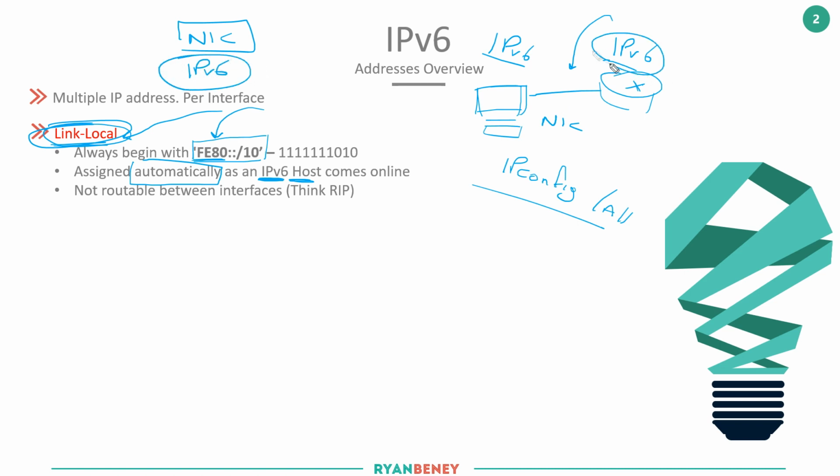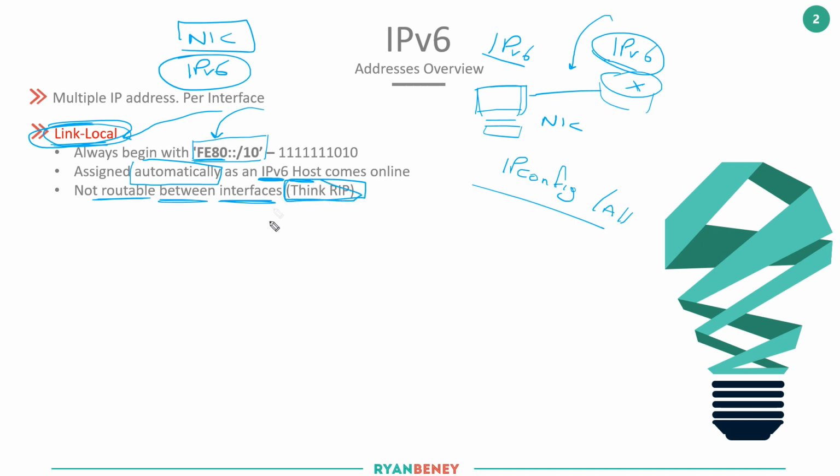When you enable it on a Cisco router, you can actually see the Cisco itself assign a link-local address to the network interface. Now these link-local addresses are only designed for communication between links. So what I mean by that is they're not routable between interfaces.